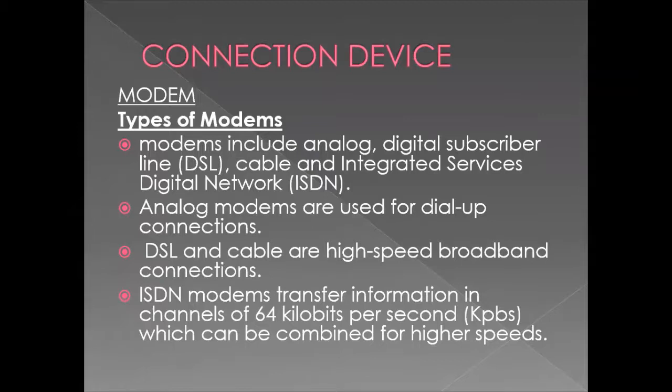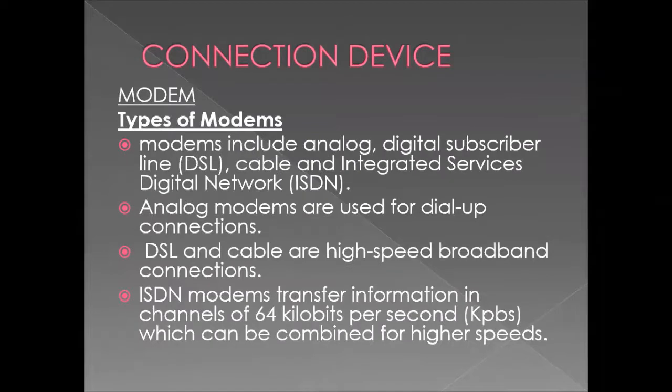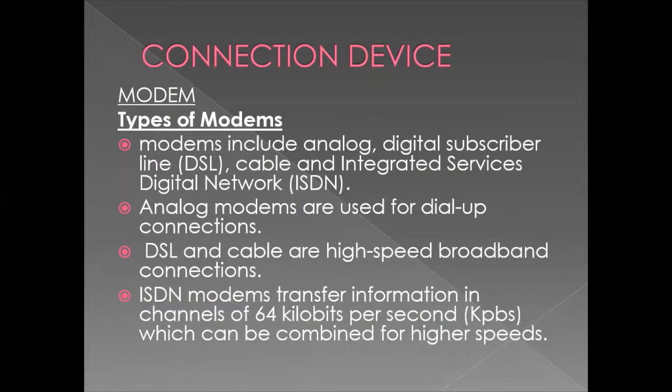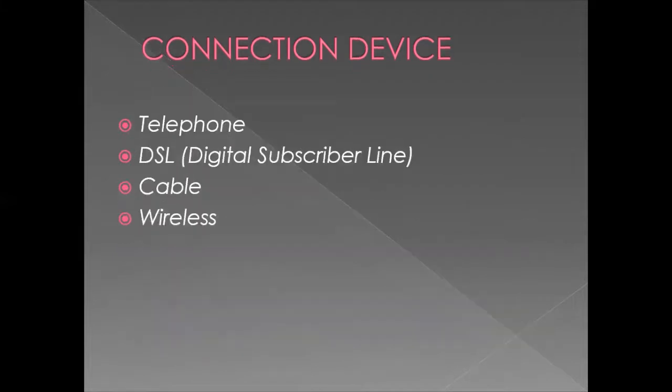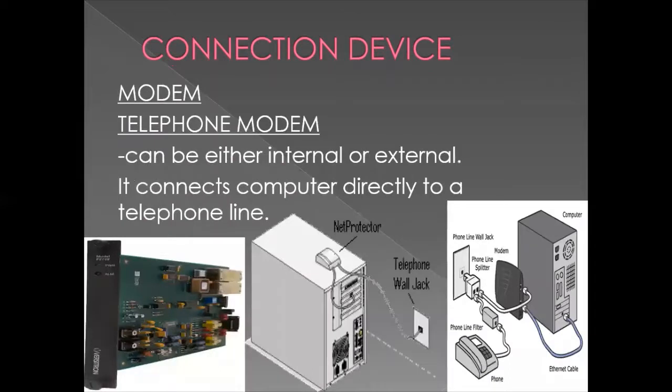Right. So let me just show you. See, that is what he's talking about. He's talking about telephone, right? The types of modem. One type of modem is telephone. Another type of modem is DSL, that is digital subscriber line, and then cable and wireless. So those are the four types of modem. Okay? So we'll look at the first one, telephone modem.